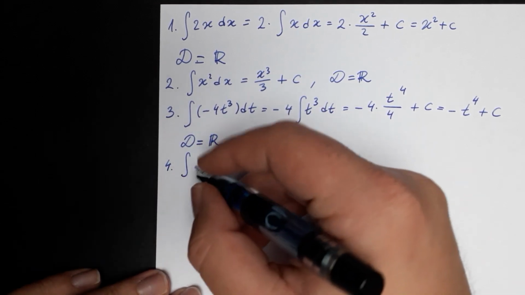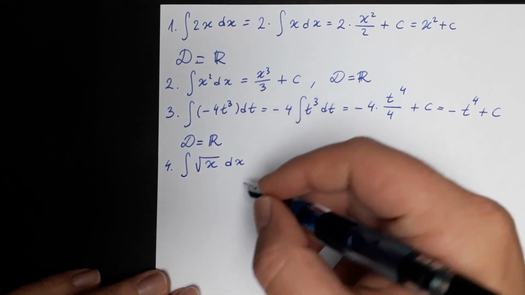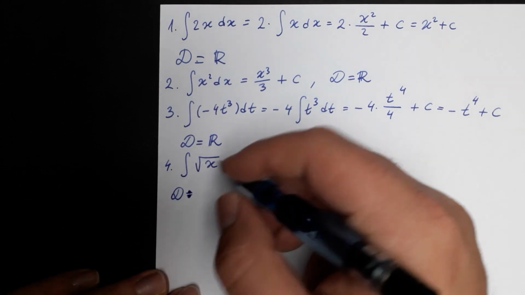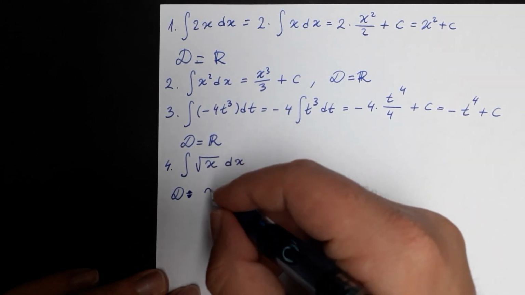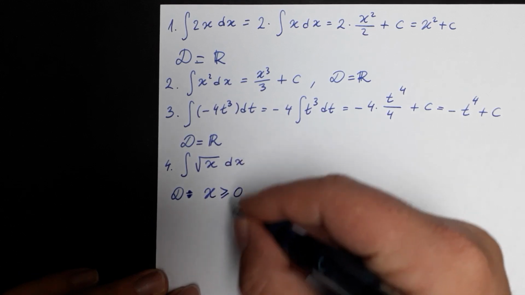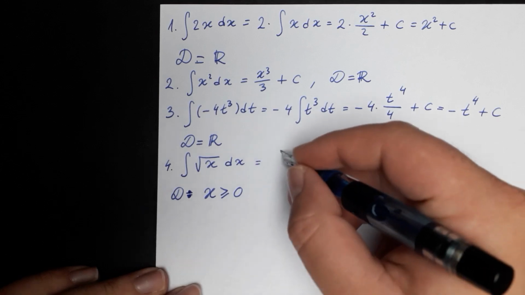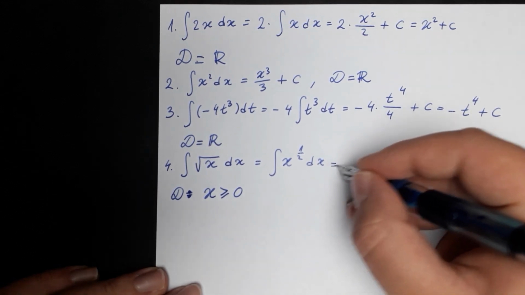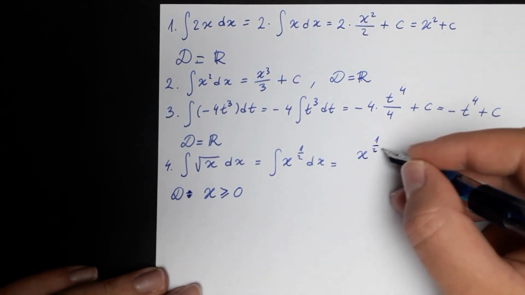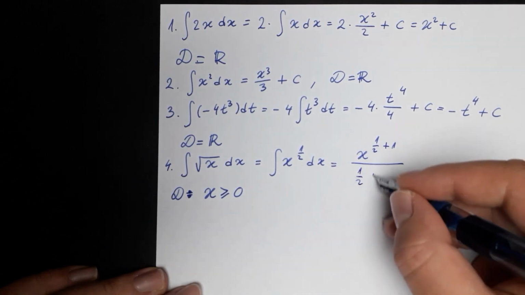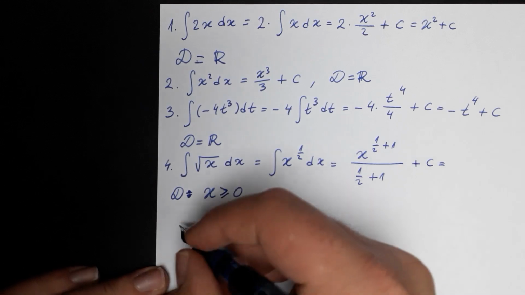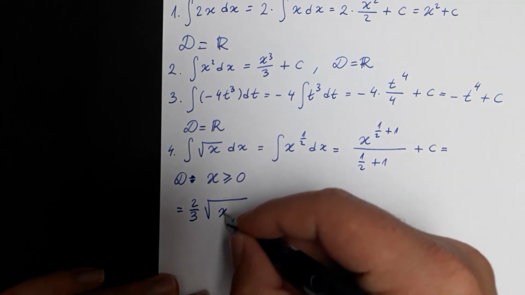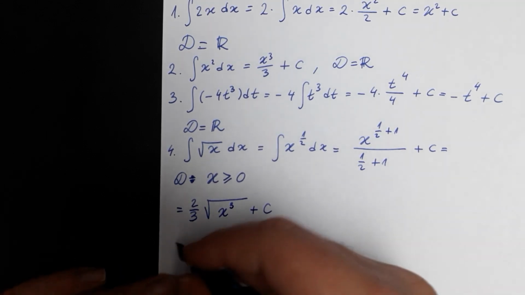The next integral is an integral of square root x dx. Now, since x is under the square root, we see that the area in which this integral has to be defined is for all x's which are larger or equal to 0. So this is equal to an integral of x to the power 1/2 dx, and then this is equal to x to the power 1/2 plus 1 divided by 1/2 plus 1 plus c. And at the end, this is equal to 2/3 square root of x cubed plus c.